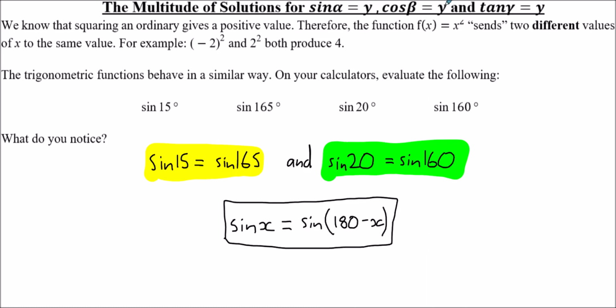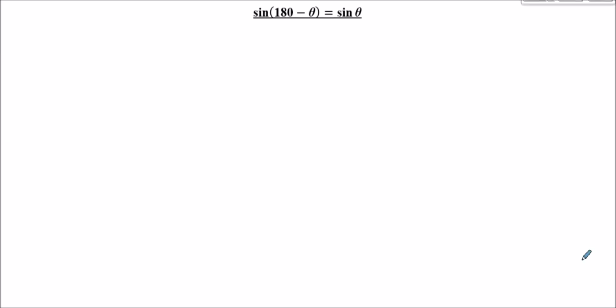So in maths, if something can be easily proven without going too far off track, it's always best to prove it, I feel. So let's have a look at a nice geometric proof of this result, that sine x equals sine of 180 minus x. So let's prove the result. All I've done here is change the x to a theta, just to clearly denote that we're talking about an angle. Theta is normally used for angles.